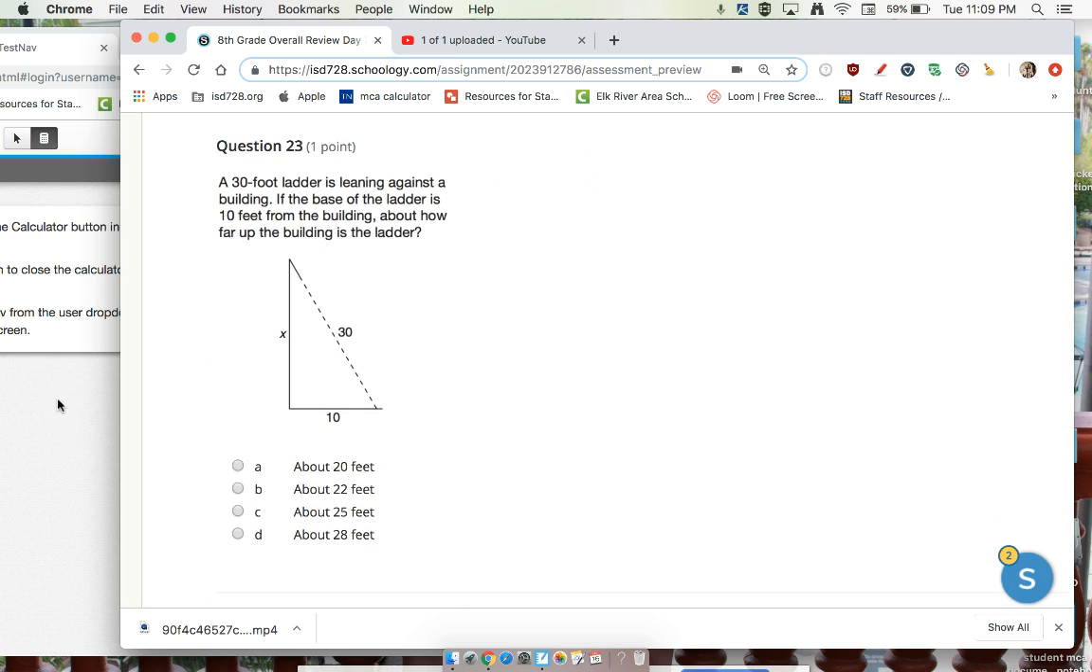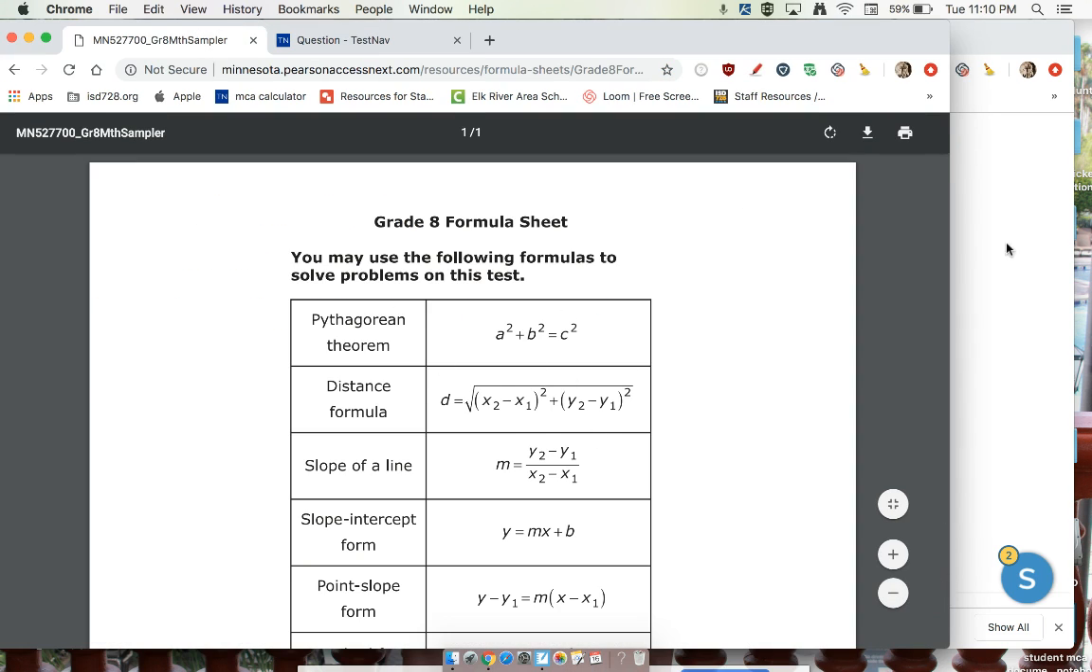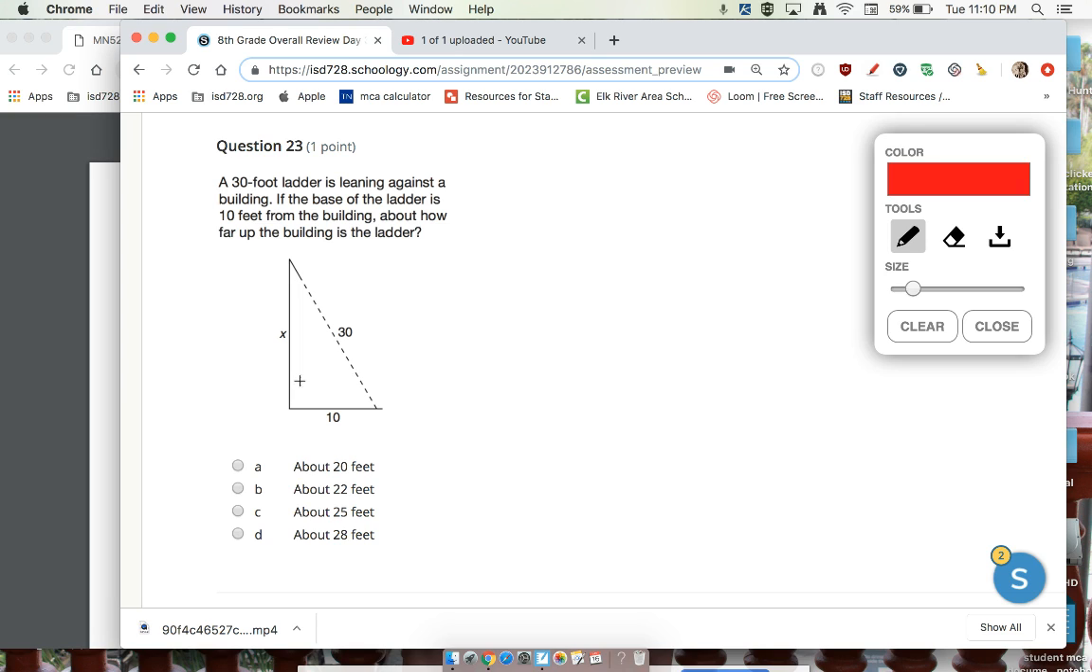Oop, triangle. Anytime you see a triangle, you can use the lovely Pythagorean. So it says a 30-foot ladder, that's right here, is leaning against a building. The base of the ladder, which means bottom, is 10 feet from the building. About how far up from the building is the ladder? So my right angle is right here. That tells me this is the A and B, and 30 is the C.